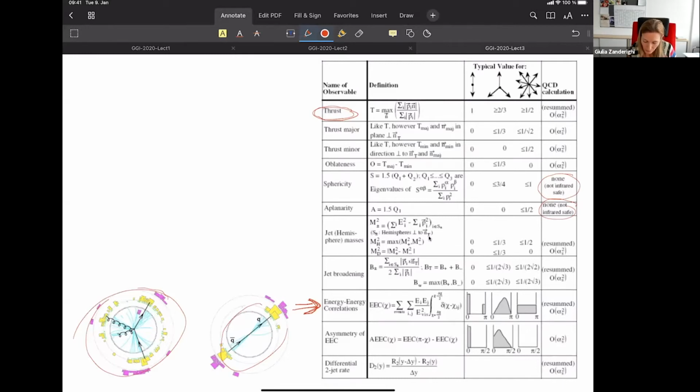Now, what does it mean if you try to compute something that is not infrared safe? Technically, what happens is that if you do a calculation, you see that you have to put in a cutoff, otherwise you don't get a finite result. Numerically this might not be very important, and you can still maybe implement it in Monte Carlo, but per se the calculation is not really meaningful. Experimentally, what does it mean if you measure something that is not infrared safe? It means that your measurement will depend on the resolution of your experiment.